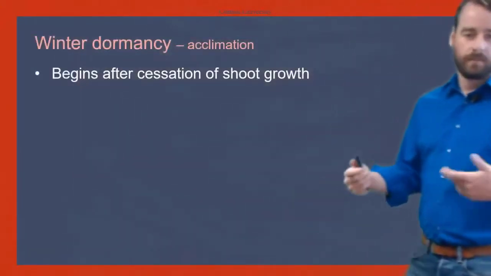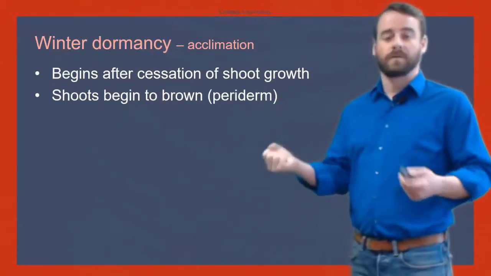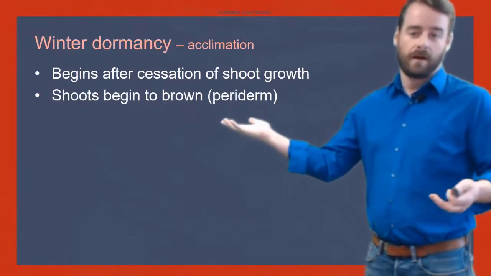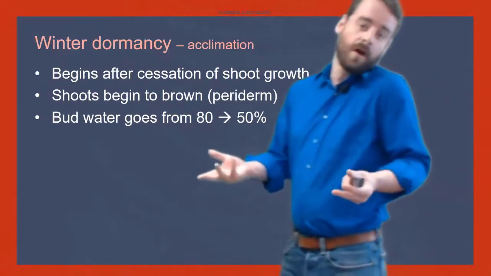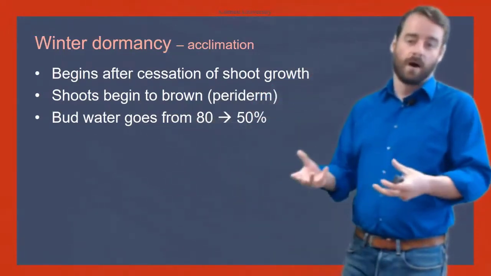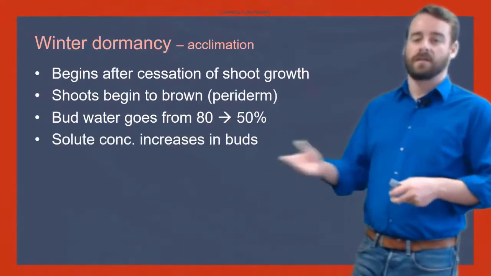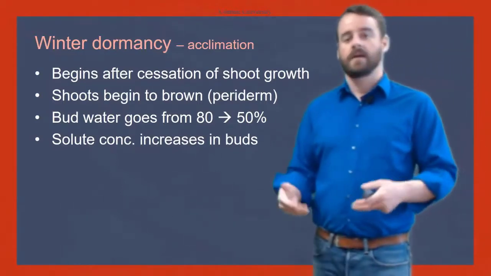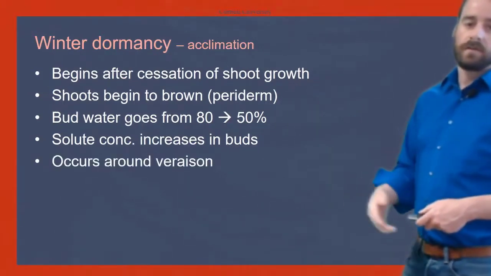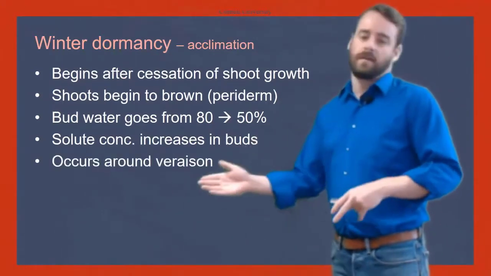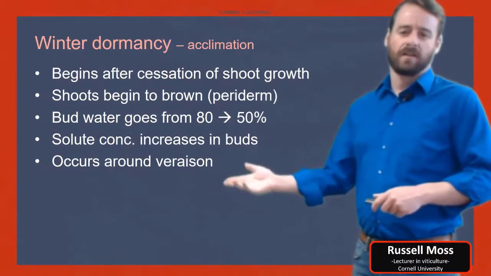The way acclimation works is it begins after shoot growth, when the shoots begin to brown and form canes. The brown stuff is what we call periderm, and the buds lose water. A bud has a lot of water in it during the growing season, about 80%, and then it loses quite a lot of it. By doing that, it concentrates the solutes within the bud, thereby decreasing its freeze temperature. Acclimation generally begins around veraison, the start of color change, so that's around August.